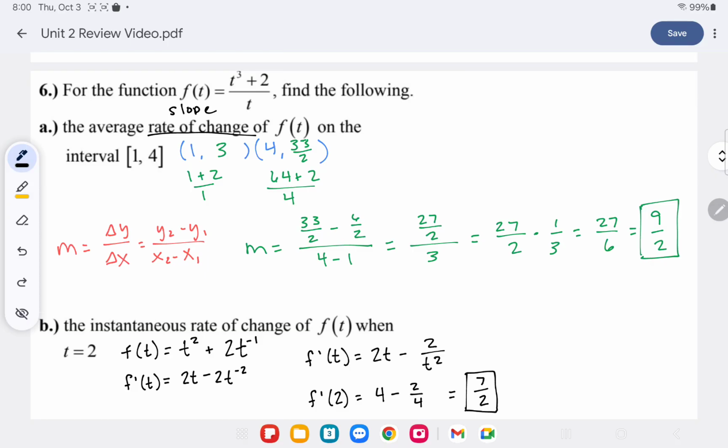So average rate of change, you're finding the slope. Instantaneous rate of change, when you're finding the instantaneous slope, find the derivative first, and then plug in the point where you're trying to find that instantaneous rate of change.